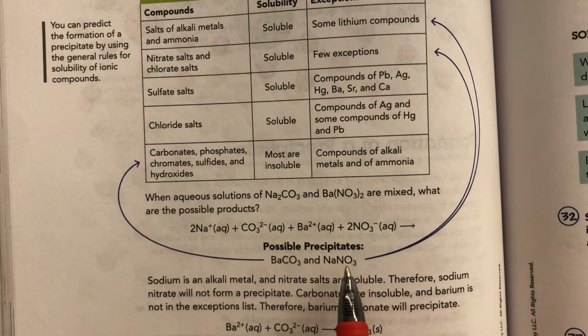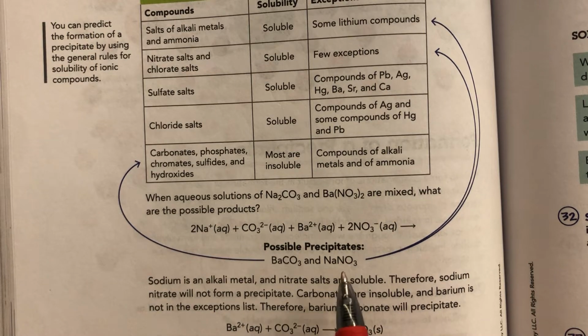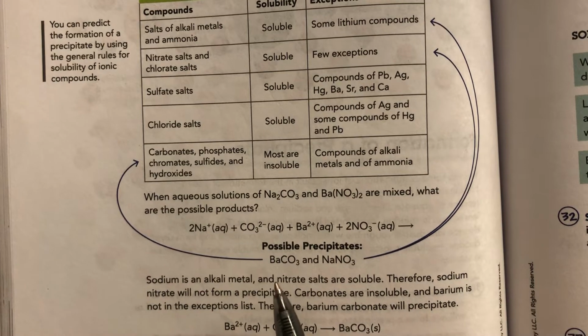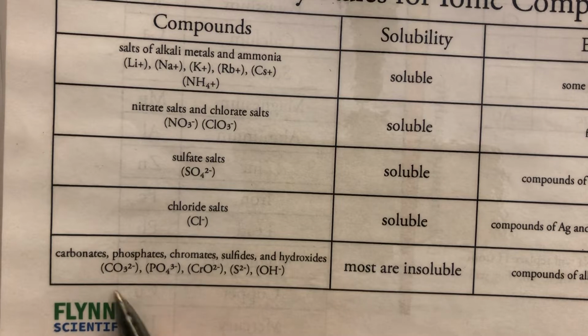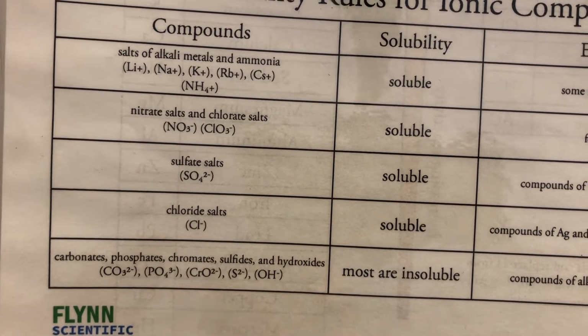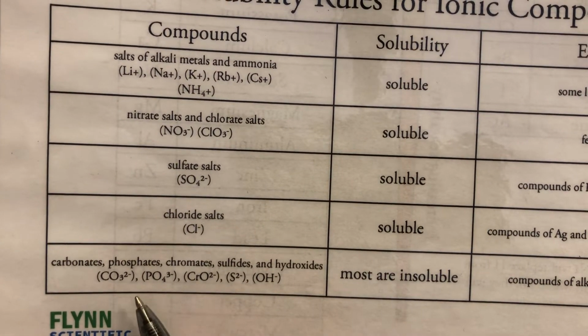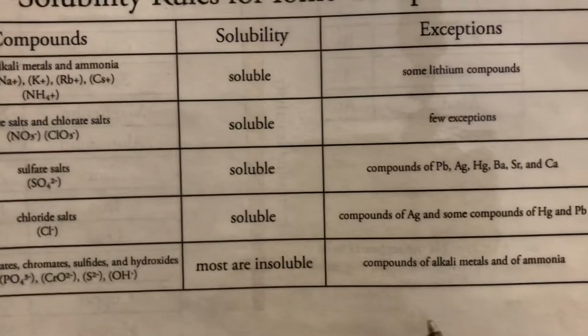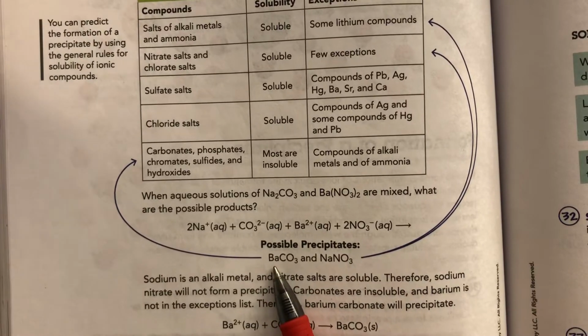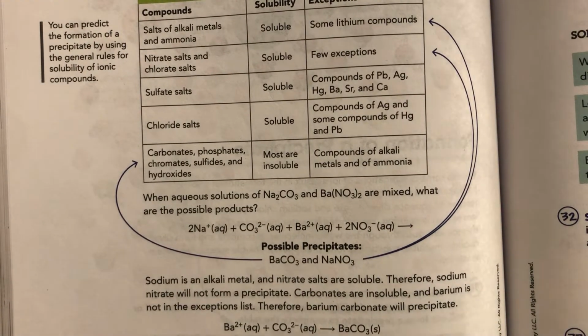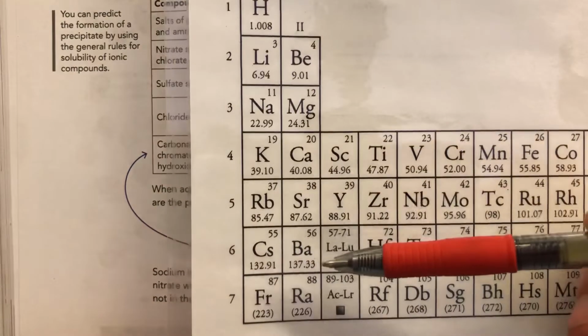Now, if we look at this, like I was saying earlier, there's a nitrate right there. That's going to tell you that this is probably the one that stays in solution. And carbonate, what we know about carbonate is that it's part of this insoluble list. So it's definitely going to be the one that will fall out of solution and be a solid precipitate. And if we look at it, it says compounds of alkali metals and ammonium. Well, barium is not an alkali metal. It's an alkaline earth metal. It belongs to family 2, not family 1.